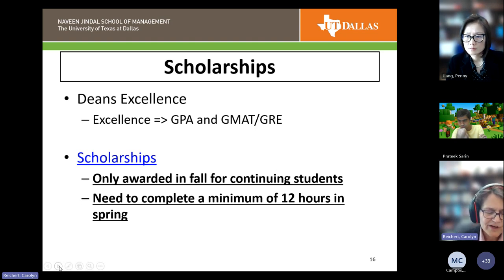So just remember, you have to apply for scholarships every single year that you're here. So you apply for this fall as a new incoming student. You'll apply as a continuing student for next fall.